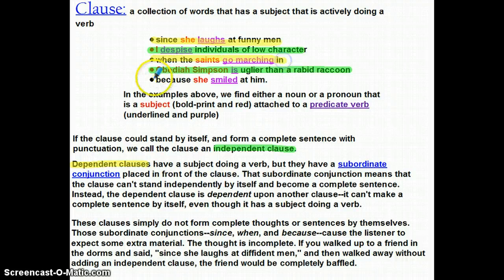So that's why they're called dependent. They depend on other information to make them complete. So it has what are called subordinate conjunctions, which we're going to learn about on the next page. Since, when, because. And they cause the listener to expect something else. When the Saints go marching in, I run and hide. Since we used the word when, we're expecting a cause and effect situation. Because she smiled at him, he panicked and ran. With dependent clauses, they need more information. Without that, they're just really confusing. So those are phrases and clauses.